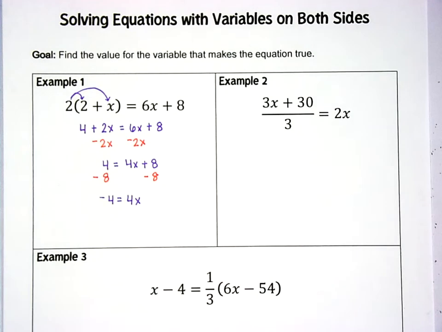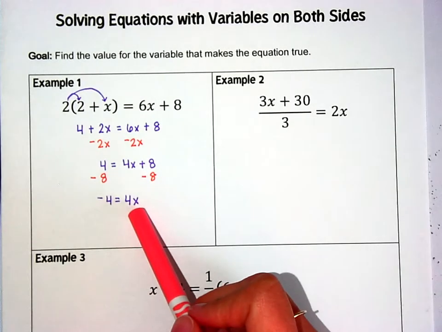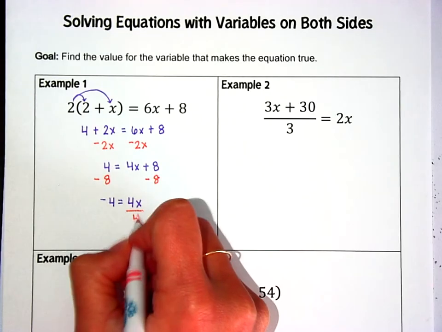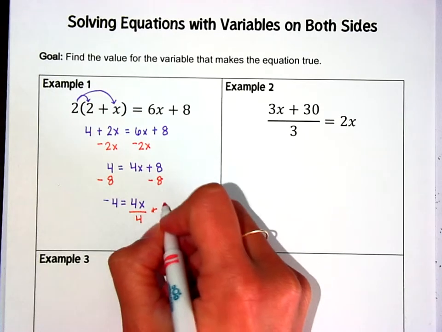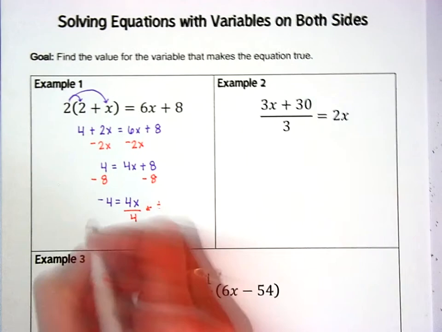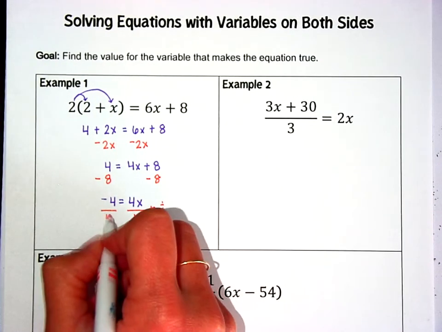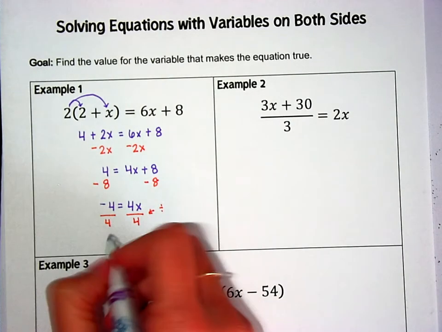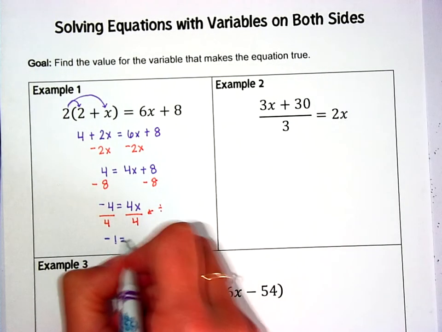To find the value of x now, we want to undo multiplying x by 4, and we'll undo that by dividing by 4. And to keep our equation balanced, we'll do the exact same thing to the other side. And we end up with negative 1 is equal to x.